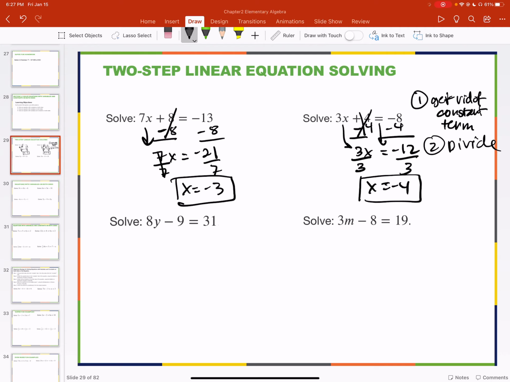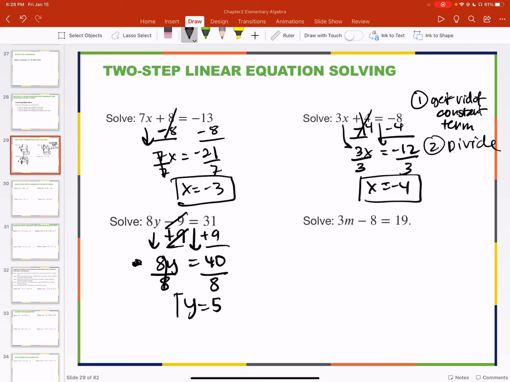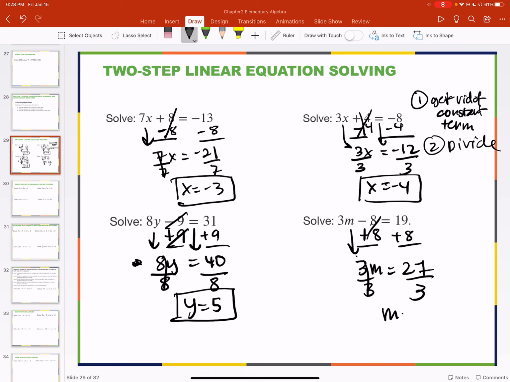So you kind of see where we're going. In this case, the 9 is in the way, so I'm going to do the opposite, which is adding. That cancels this. I bring this down, that's 8y. Bring down the equal sign. 31 plus 9 is 40. Now I look at this line only, and I see that I need to divide by 8. So y is equal to 5. Here we have 3m minus 8 is equal to 19. Getting rid of the 8, I'm going to add 8 to both sides. Bring down the 3m. 19 plus 8 is 27, and then divide by 3. So then m is equal to 9.